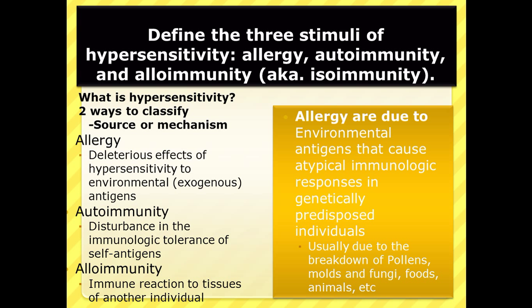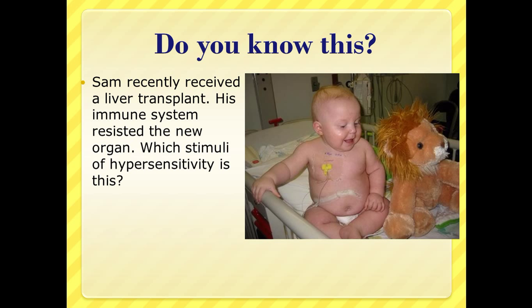And then alloimmunity is also called isoimmune, or ISO, which means same. So alloimmunity is when you have a reaction to another person. So it's not yourself you're attacking, it's when something from someone else is in you, like transfusions or grafts, or even from mom to fetus, because they're two totally different individuals, but one is attacking the other. So that's allo or isoimmunity. So just based on those three things, if Sam received a liver transplant, his immune system resisted the new organ, which stimuli of hypersensitivity would that be considered? Right, it would be considered isoimmunity or alloimmunity.